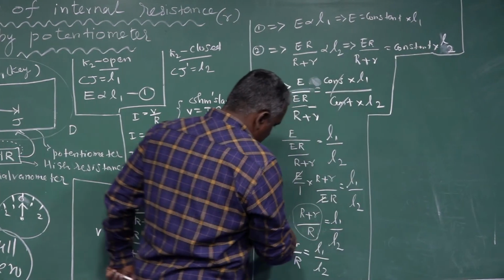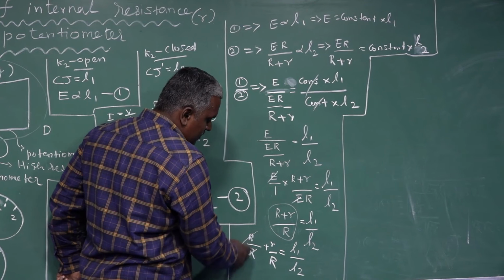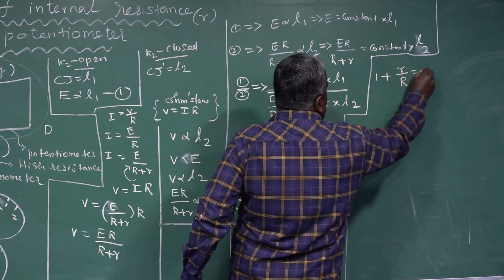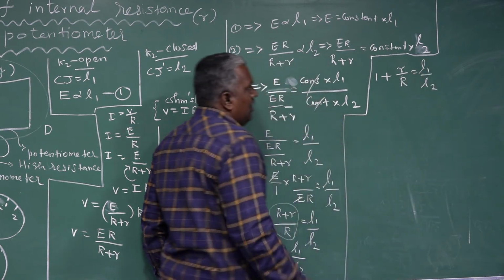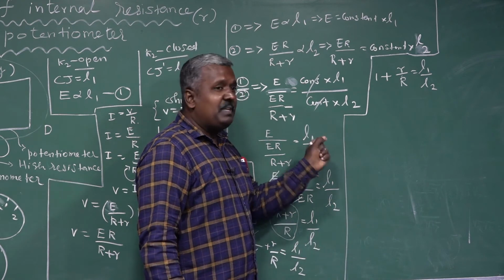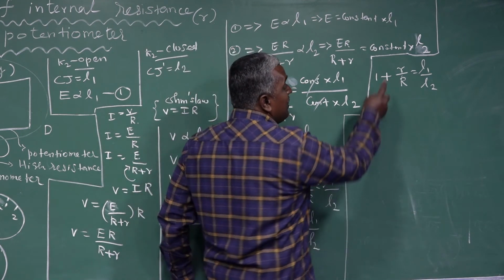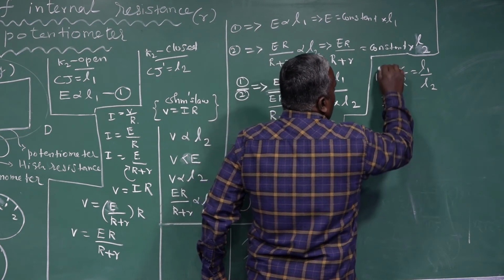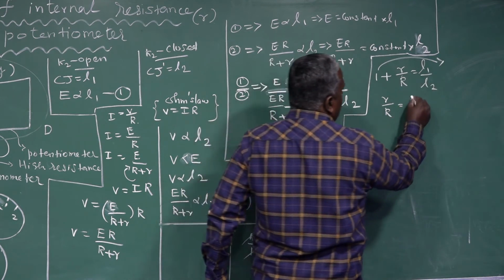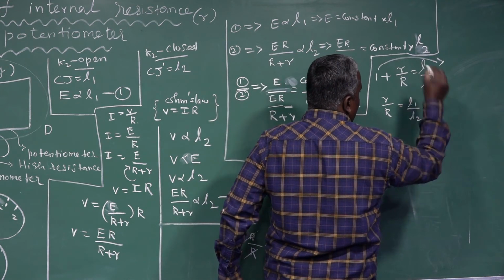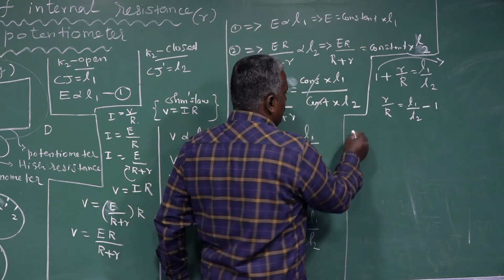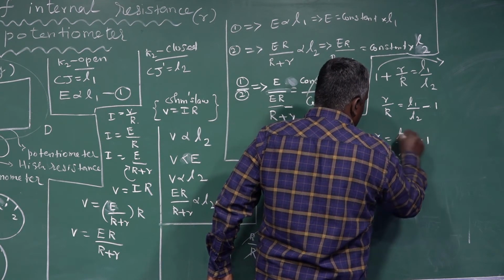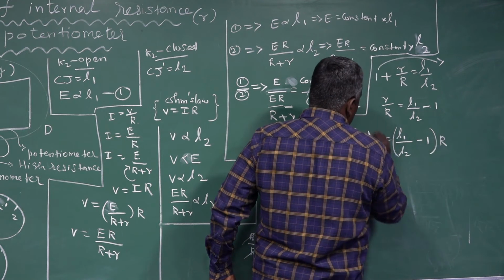Okay? Caps R cancels. What's the remaining? Very good. 1 plus small r by caps R is equal to L1 by L2. What will be the next step? We have to calculate small r, so keep it on the left side, and the 1 goes to that side: L1 by L2 minus 1. So small r is equal to L1 by L2 minus 1, into caps R.